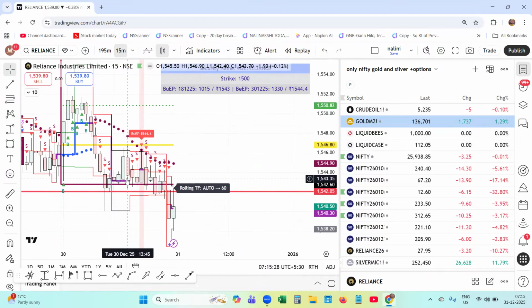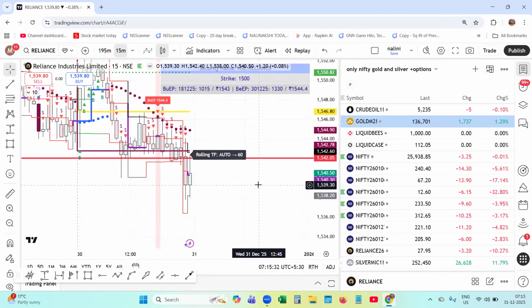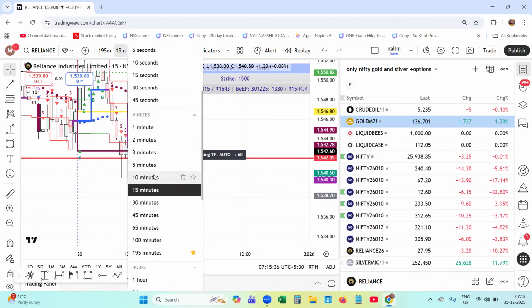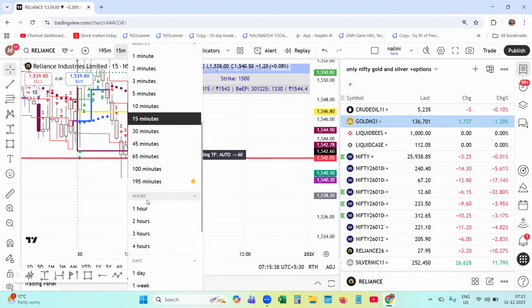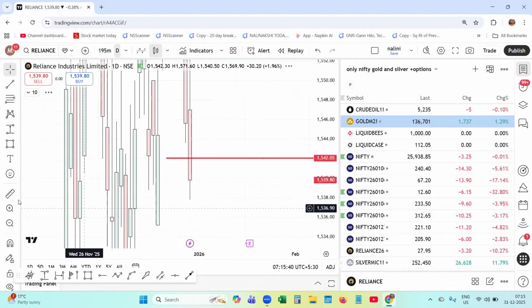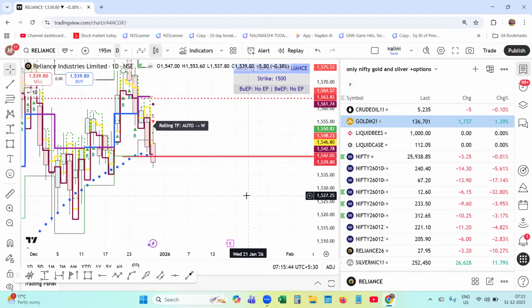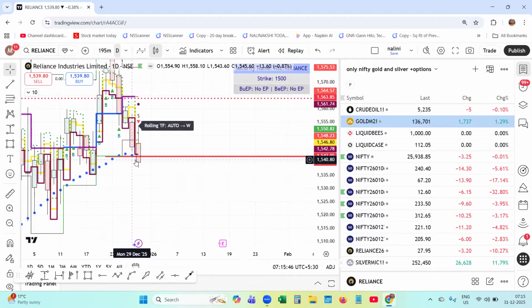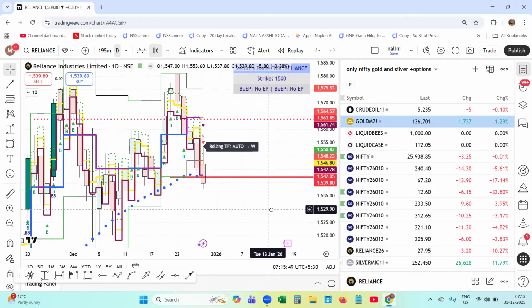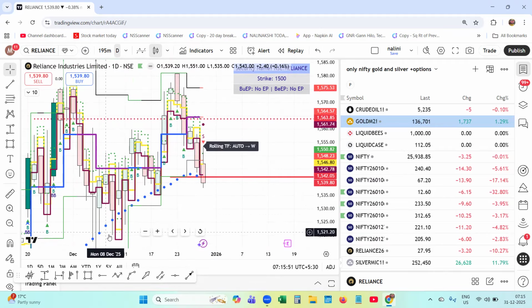Reliance Industries, the bearish EP was triggered and it has gone down. There is no structure in the market. Only on the daily chart, it has broken below all the supports and the pivots, and the historical supports you need to see.